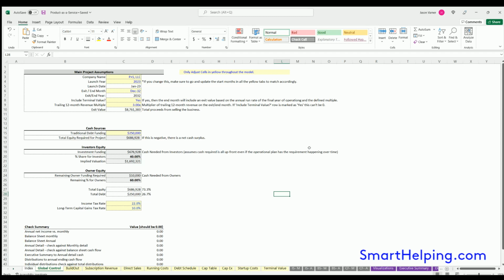SmartHelping.com here. I'm Jay, and we're going to go over the product as a service model. It's a really awesome template. I put a lot of work into this. It's one of the best things I've ever built. I'm going to go through all the assumption tabs for you.